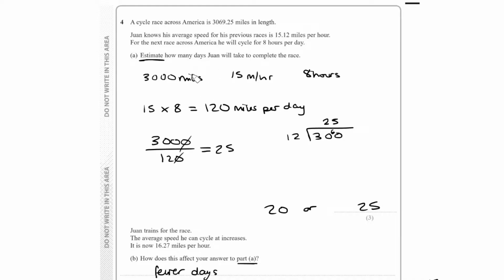But I rounded down the number of miles, so technically it's longer than 25 days, because the actual reality is more miles. However, I also rounded down how many miles he could do per hour. So in a day, I worked out 120 miles per day. He actually technically does more than that, doesn't he? Because it's 15.12 miles per hour.